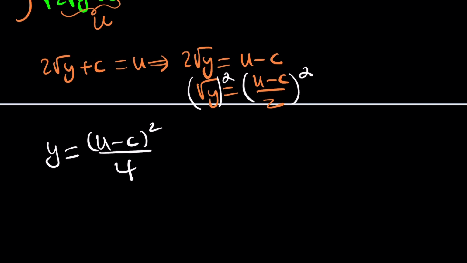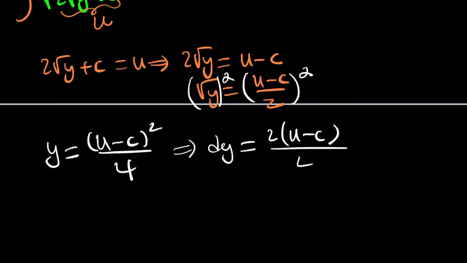And then from here, you can find dy. Just differentiate both sides with respect to x. If you differentiate this, it's going to be 2 times u minus c. Drop the power. Derivative of u is 1. Actually, we're differentiating with respect to u in this case. Sorry about that, not x. And then that is divided by 4 and du. And now, of course, this is going to cancel out. You're going to end up with something like that.